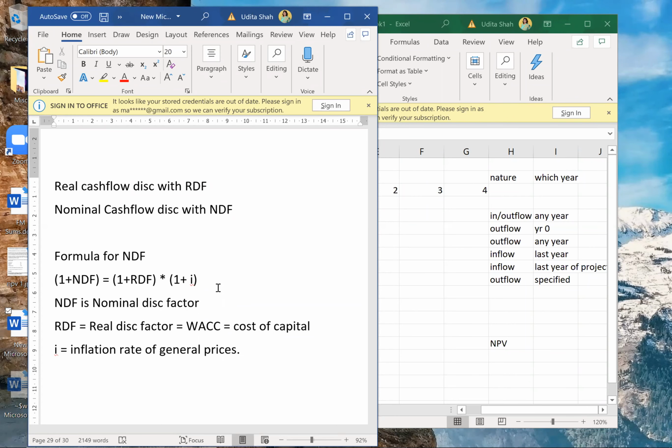Every year the figures will start to change, and if there is inflation, I cannot use the normal discounting factor. I have to use the nominal discounting factor. How to calculate it? I have given the formula, so write it down. I'll give you 1 minute. Then we'll start with the NPV sum.